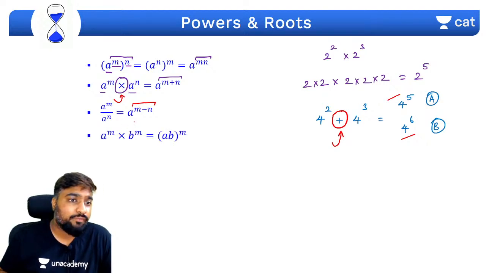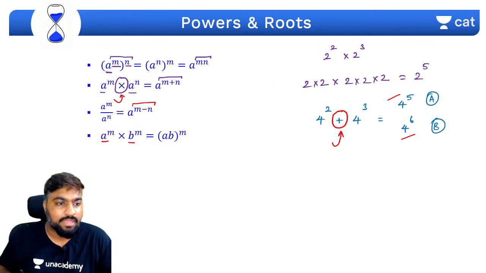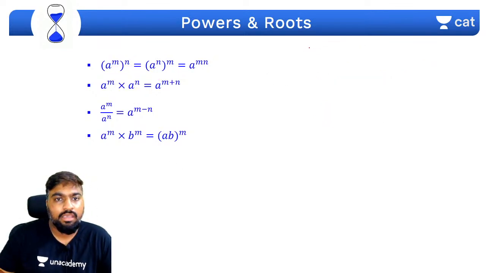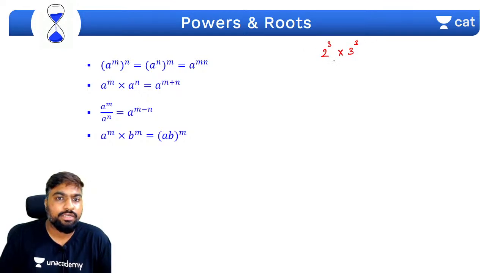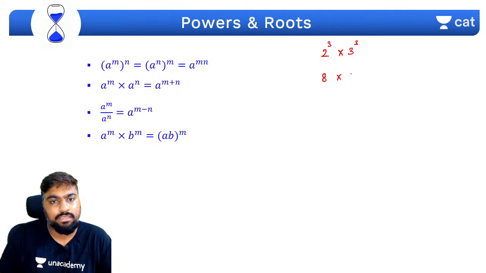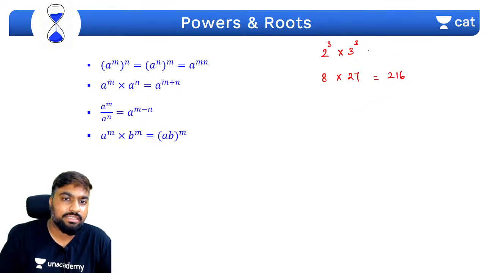Now if you have a to the power m and you multiply it with b to the power m, that is, if you want to do 2 cube into 3 cube, what will 2 cube into 3 cube be? 2 cube is 8, 3 cube is 27. How much will this be equal to? 216, correct? Which is nothing but 6 to the power 3.